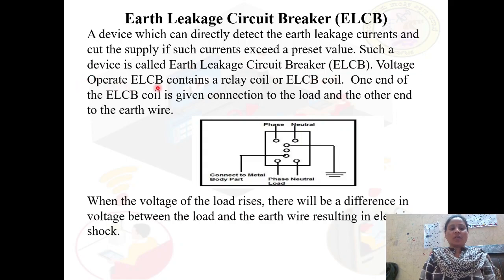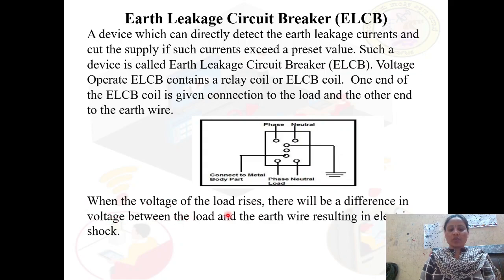The voltage operated ELCB generally contains a relay coil, or the ELCB coil. You can observe here that one end of the ELCB coil is connected to the load and the other end is connected to the earth wire.